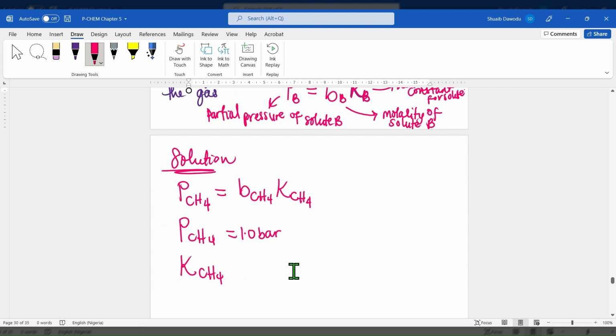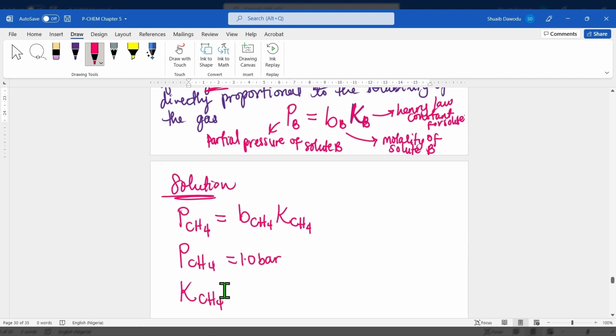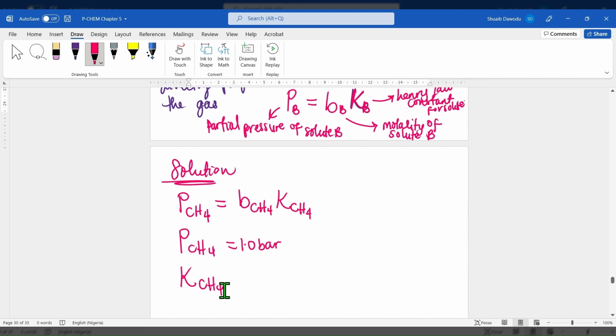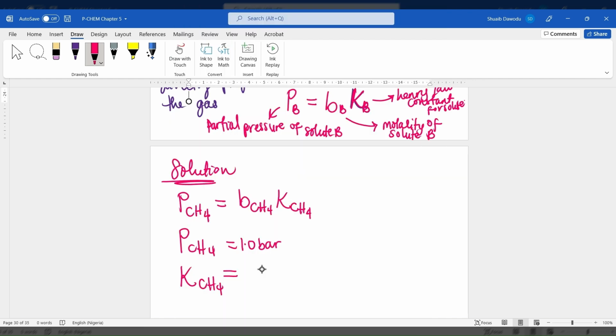So in this question now, they didn't give us the constant value. And the constant value is just the Henry's law constant for the solute. And so we need to find the Henry's law constant for methane in benzene solution. Looking at the back of this book, the Atkins Physical Chemistry 11th edition textbook, we see that the Henry's law constant for methane gas in benzene solution is simply 44.4 times 10 to the power of 3 kilopascal kilogram per mole. So that's the unit, kilopascal kilogram per mole.